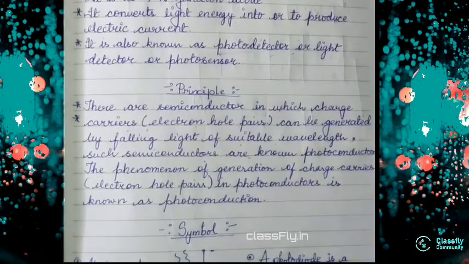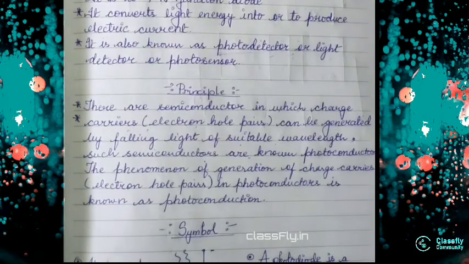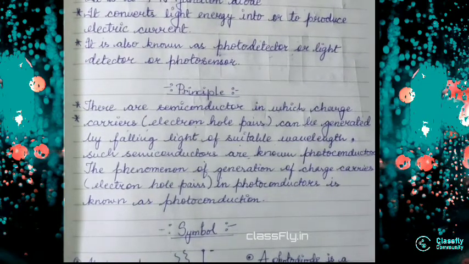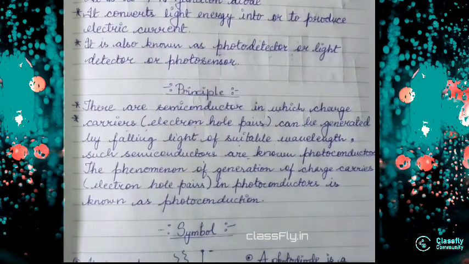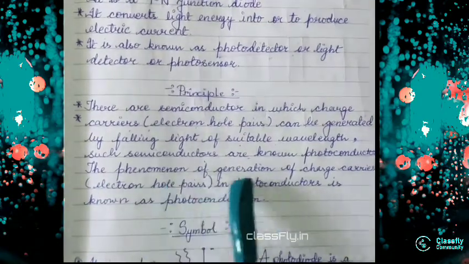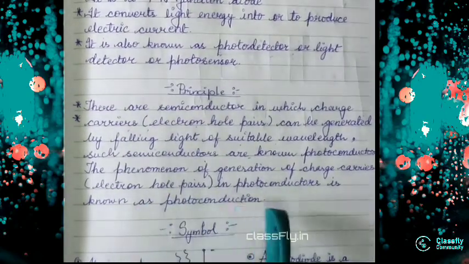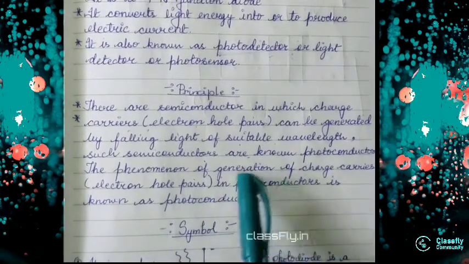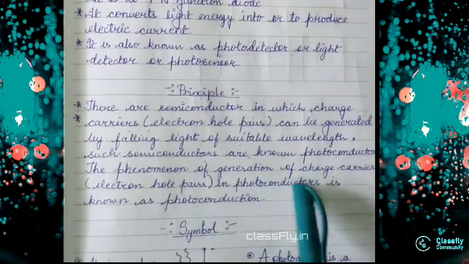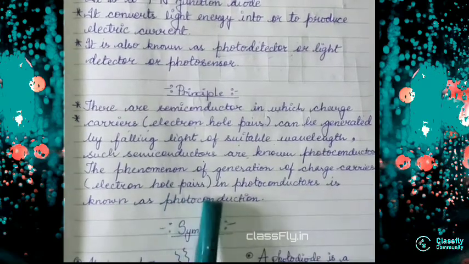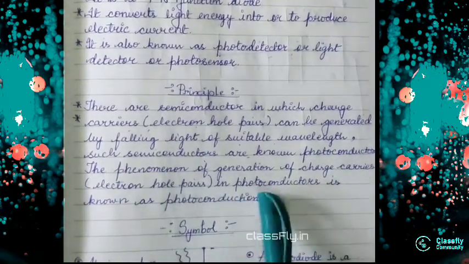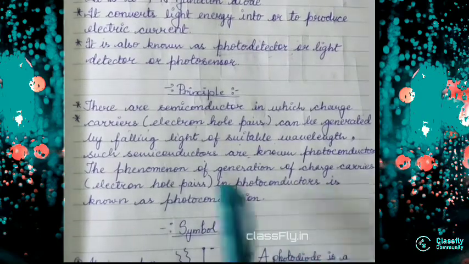So the light would fall on a particular area with a suitable wavelength, and with that suitable wavelength the charge carriers will be activated, and such a semiconductor will work as a photoconductor. The phenomenon of generation of charge carriers, that is the electron-hole pairs, in photoconductors is known as photoconduction. We will see next how it happens.